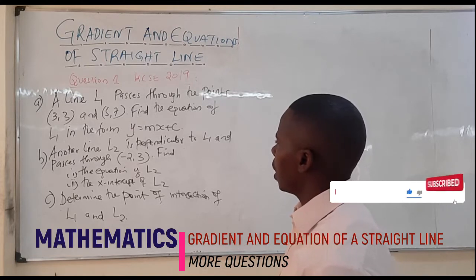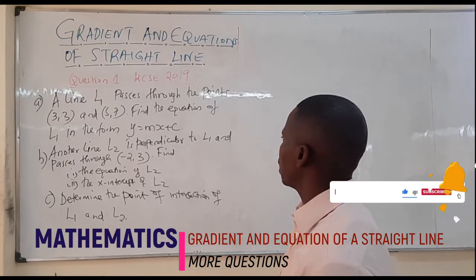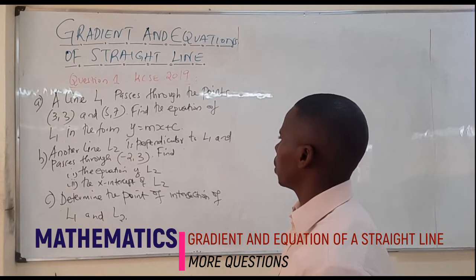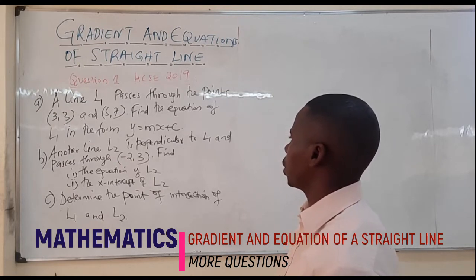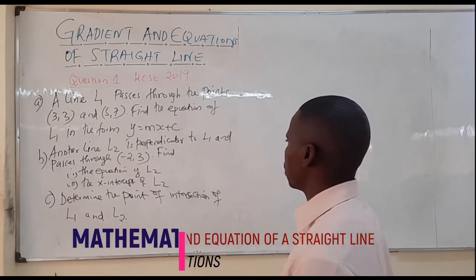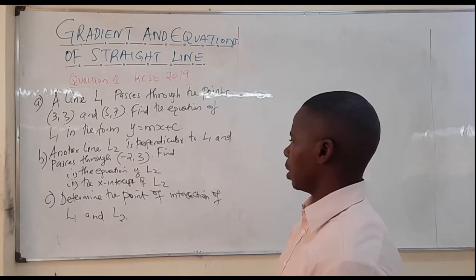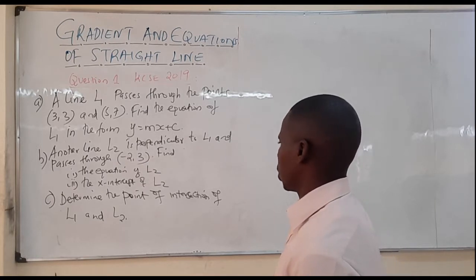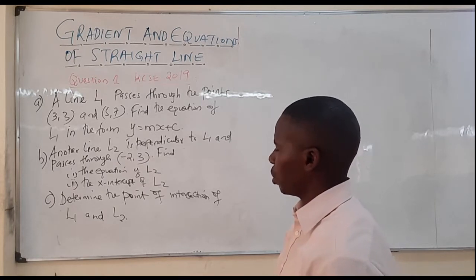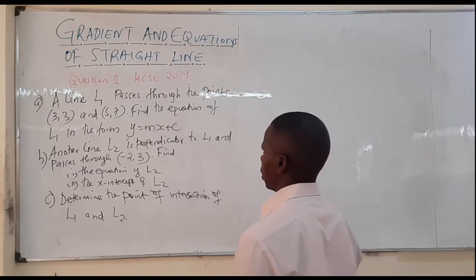Part B: another line L2 is perpendicular to line 1 and passes through the point (-2, 3). Find the equation of line 2 and the x-intercept of line 2. Then part C: determine the point of intersection of line 1 and line 2. So we start with part A.